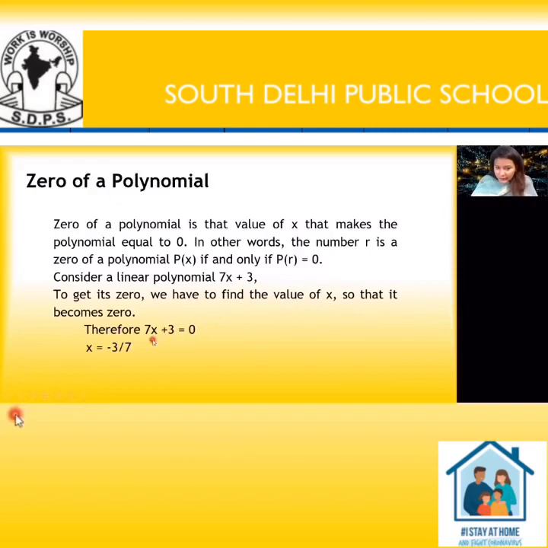So instead of x, if I have to find the zero, then I will equate 7x plus 3 with 0. So x equal to minus 3 upon 7. It means if I substitute x as minus 3 upon 7, then the polynomial will be 0. The value of the polynomial will be 0.